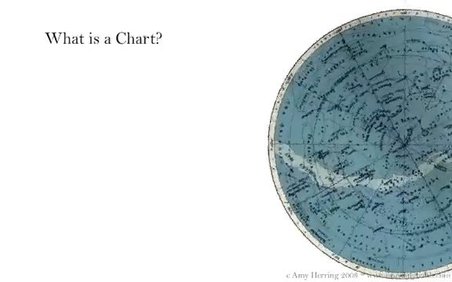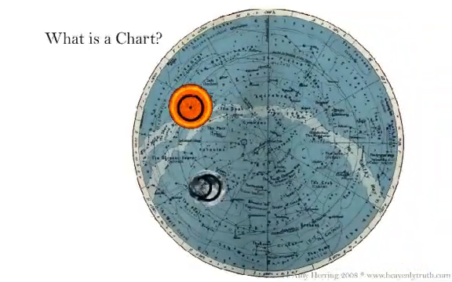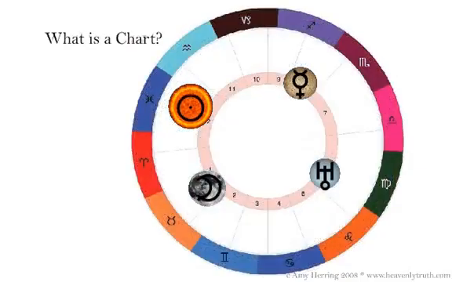So just what is a chart? All types of astrology use a chart. A chart, an astrology chart, is essentially a map of the sky, with the planets and certain heavenly bodies included, showing their location.